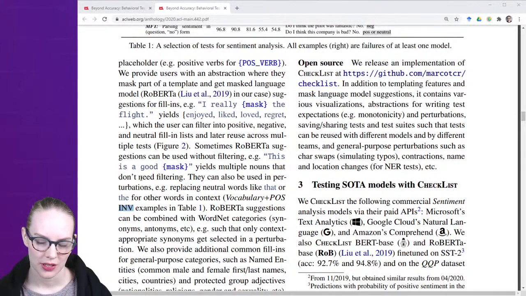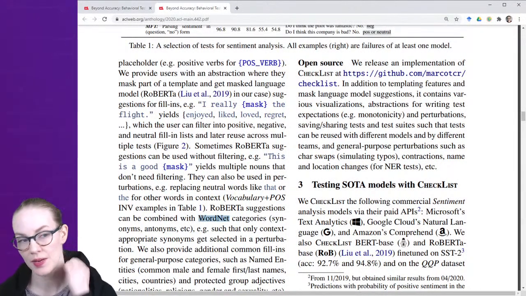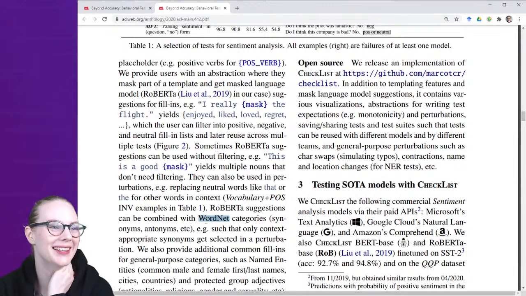They can also be used in perturbations, e.g. replacing neutral. Okay, so this is that exact thing where they're replacing something with something else. Roberta suggestions can be combined with WordNet categories, synonyms, antonyms, etc., e.g., such that only context-appropriate synonyms get selected in a perturbation. So WordNet is a big data set that has, it's in English.